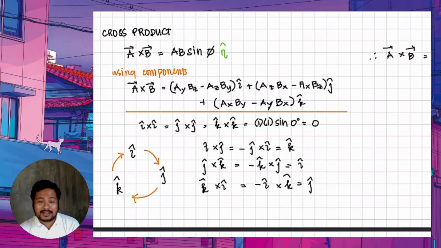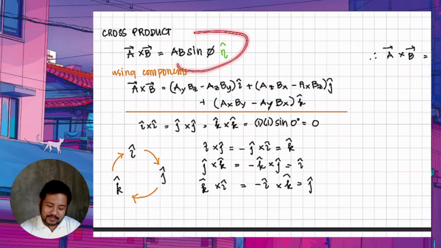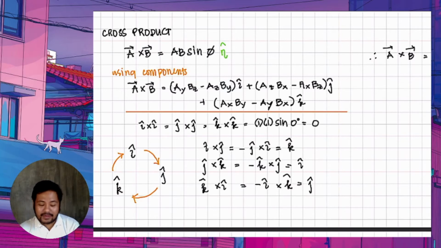We have our matrices. Okay? For this one, we just have to look at this again. AB sine phi. So you have i cross i, j cross j, k cross k. Again, same thing. The angle between these two vectors, i hat and i hat, is just 0. Sine 0 will always give us 0. But if they are perpendicular with each other, as we all know, if we have i and j, j and k, k and i, it's a different story.